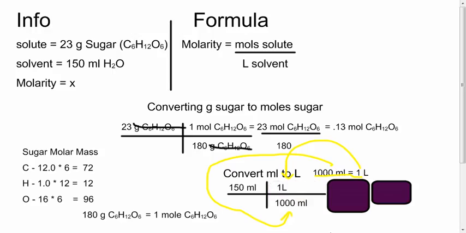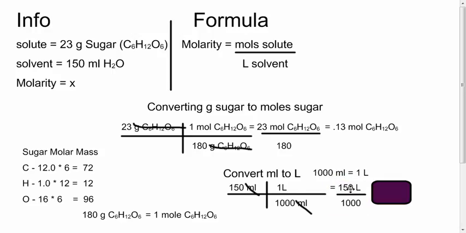All right? And then I would cancel my units. The milliliters are going to cancel away. I'm going to be left with just liters up top, and then the next thing is to multiply across. So I get 150 L over 1,000, and then I divide. So I've got 0.15 liters.